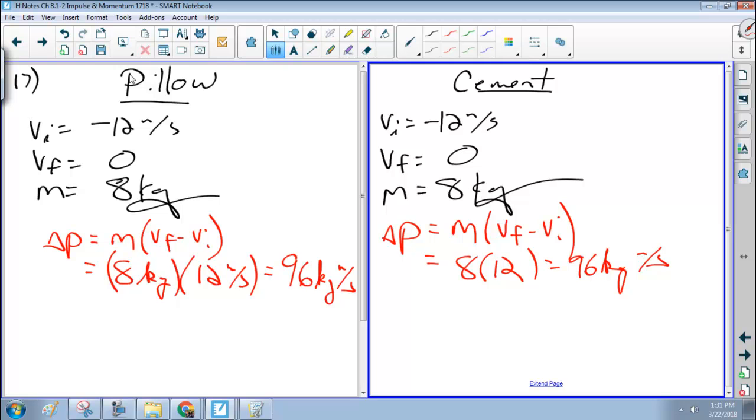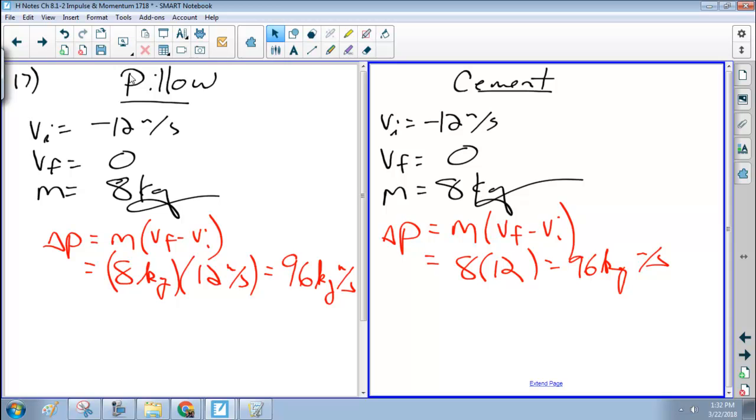So where's the difference? Well, the difference is this. The pillow, because it's soft, has more give to it. So when the watermelon hits the cement, it's going to fall and stop in a teeny fraction of a second. Whereas when it hits the pillow, because the pillow has a little bit of give to it, it doesn't just hit it and stop, it hits it and kind of sinks into it a little bit. And that process of sinking into the pillow allows more time for this change in momentum to occur.